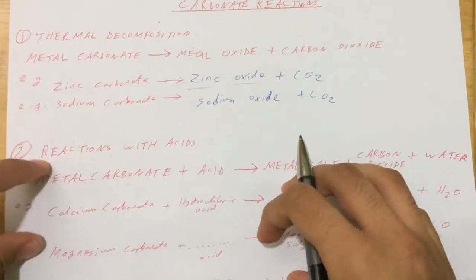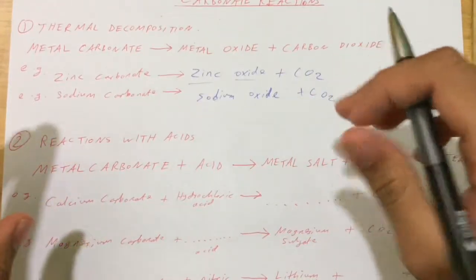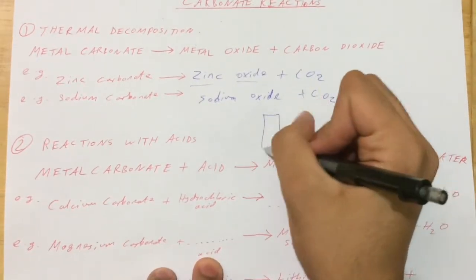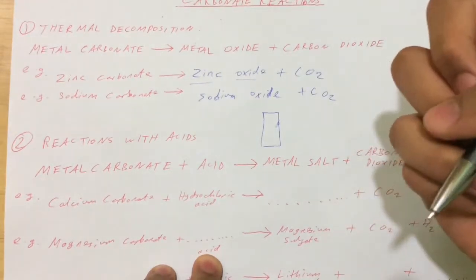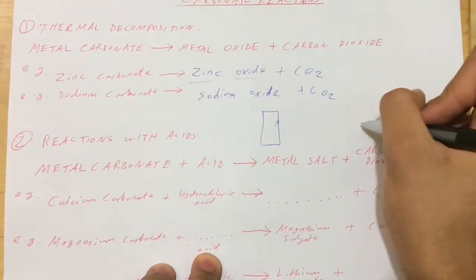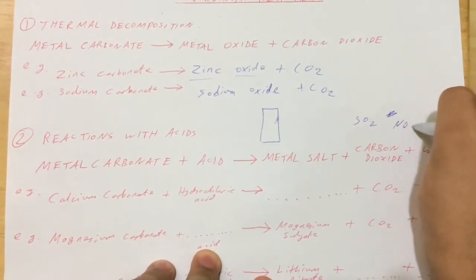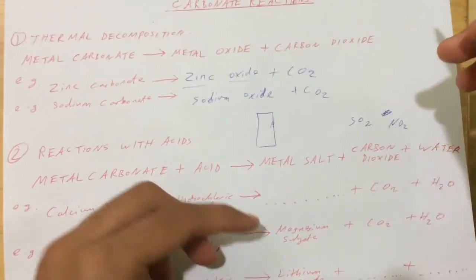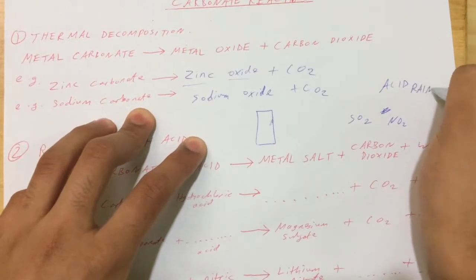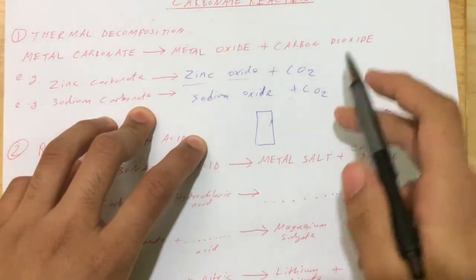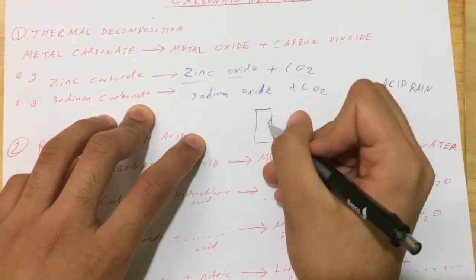So, reactions with acids. Now, reactions with acids make limestone a problem. Any building made of limestone, if it comes into contact with an acid, will corrode. And how is this a problem? Because gases such as sulfur dioxide and nitrogen oxides react with water in the atmosphere to produce acid rain. And acid rain is obviously acidic, so if the rain comes in contact with the limestone building, it will corrode the building, and obviously this is a problem.